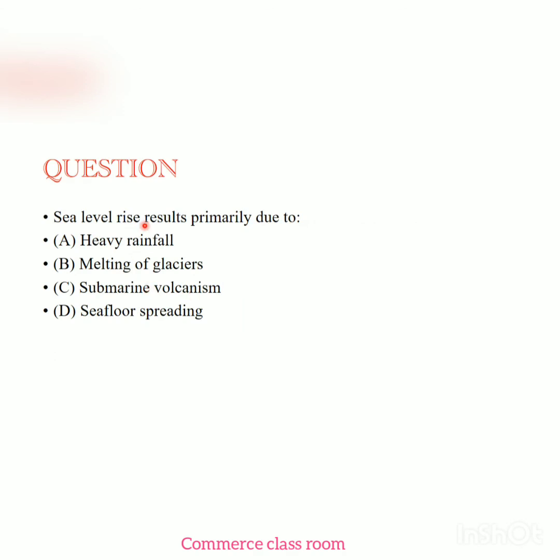Next question. Sea level rise results primarily due to option A, heavy rainfall, option B, melting of glaciers, option C, submarine volcanism, option D, seafloor spreading. The answer is option B, melting of glaciers.